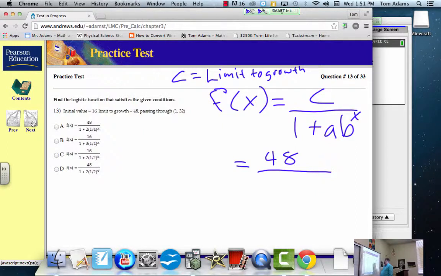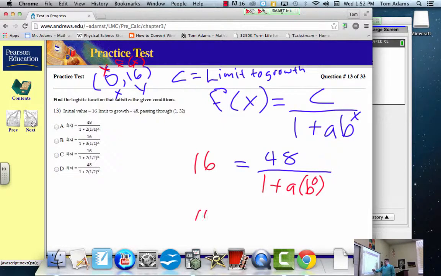Now, they give us the initial value, which is 16. The initial value occurs, basically what they're saying, when x equals 0, y equals 16. Or instead of y, if you use function notation, this is like f of x. So then I would put 16 here, and then I'd have 1 plus a times b to the 0. What's b to the 0? 1. So what I'm left with is 16 is equal to 48 all over 1 plus a. Well, 48 divided by 3 is 16, so what's a have to be?